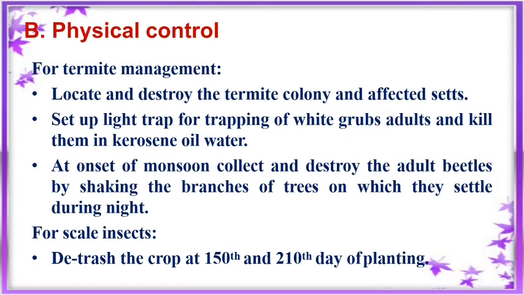Then in case of physical control, we can use fumigation techniques to kill the queen inside the termitaria or mound. We can find the termitaria and mound in our field. In that termitaria and mound, we can fumigate with the help of carbon disulfide or chloroform, or we can say ethyl bromide or methyl bromide, to destroy the queen in that termitaria. Then set up a light trap to attract nocturnal insects. Then collection and destruction of root grub adults by shaking the host trees in the evening.